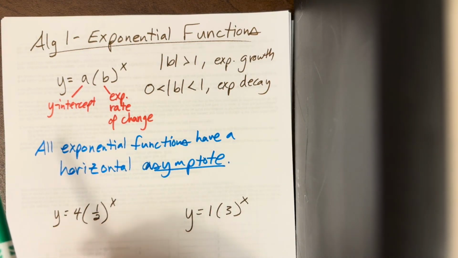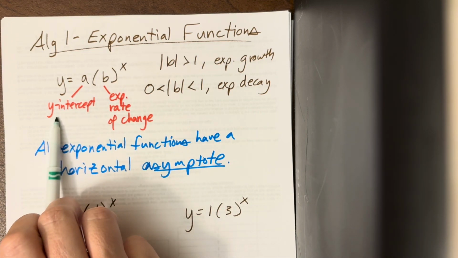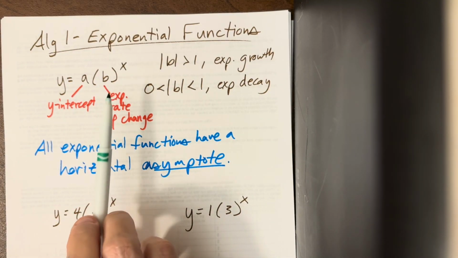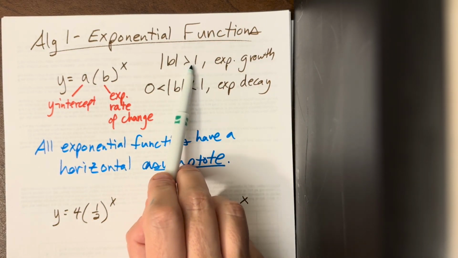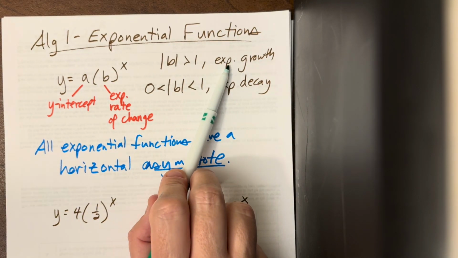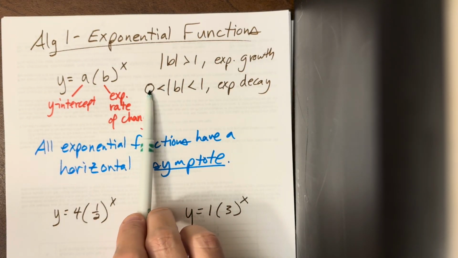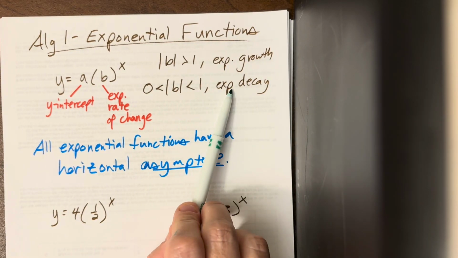Okay. The general form of an exponential function is y equals a times b to the x. The a value, the number out front, is the y-intercept. If there is no number out front, the y-intercept is 1. B is the exponential rate of change. If the absolute value of b is greater than 1, it's an exponential growth, which means it's increasing. If the absolute value of b is a number between 0 and 1, such as 1/2 or 3/4, the graph will be one of exponential decay, which will be decreasing.